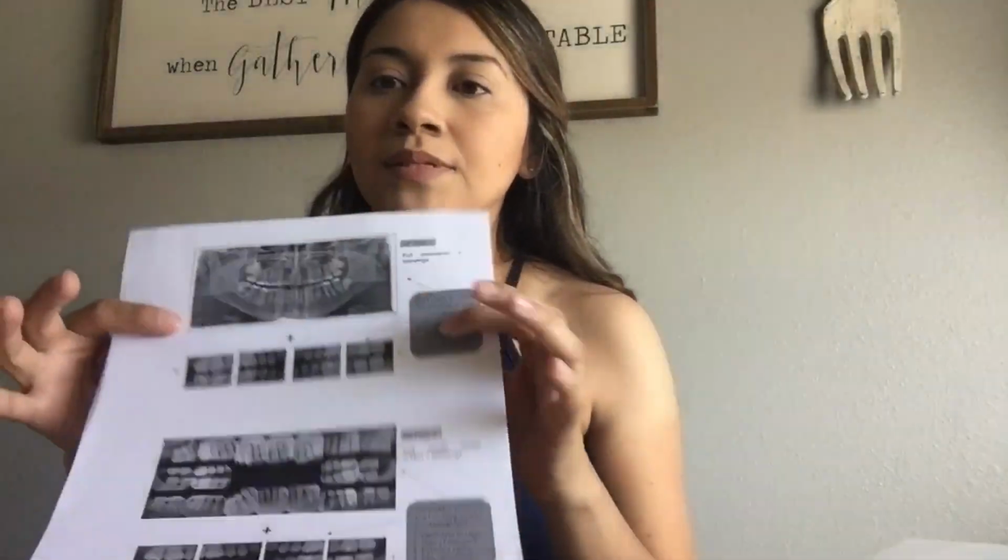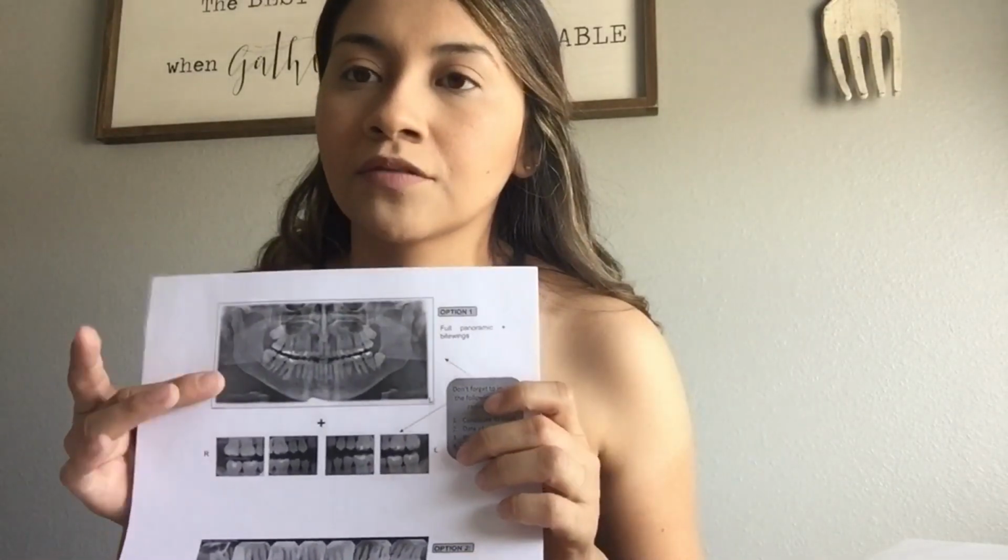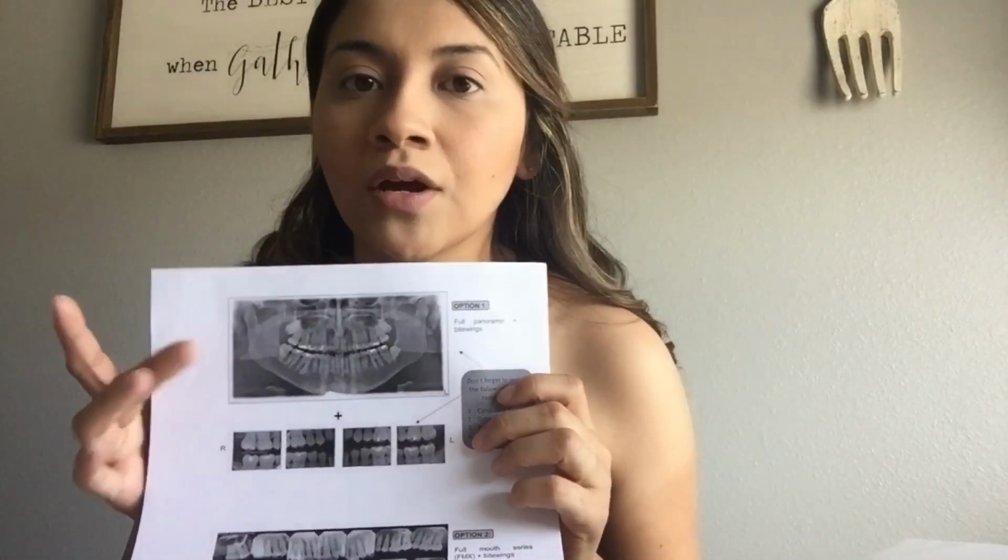But what I ended up taking was this first option here with the pano and the 4 horizontal bite wings. You can visibly see the calculus in the x-rays that I had for my patient, and really that is what you want.